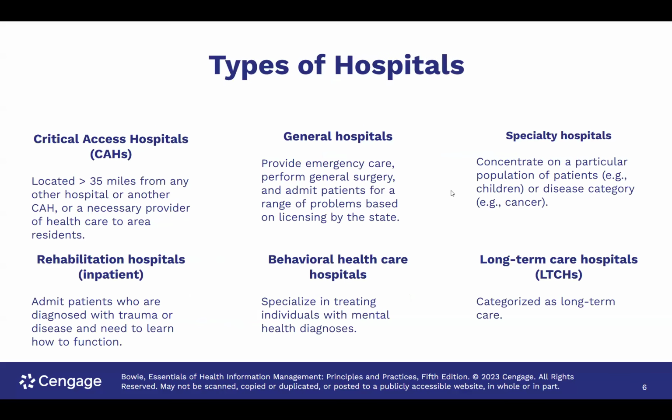Your text talks about critical access hospitals, something that's been in the news a lot. These are located 35 miles away from any other hospital, typically in rural areas. The general hospitals, the specialty hospitals, such as Fred Hutch Cancer Center, Sloan Kettering in New York, right? Long-term care, behavioral health hospitals, and long-term care facilities.